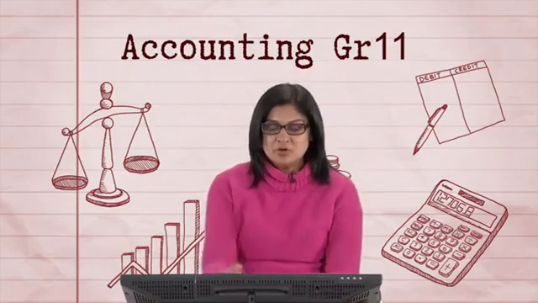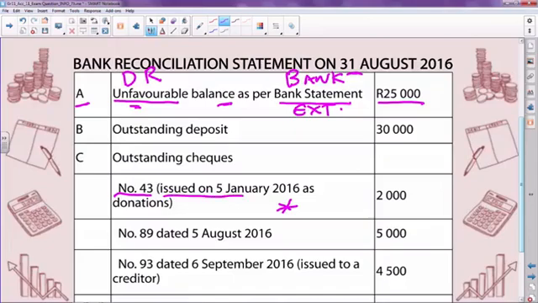Okay, guys, time's up. Let's see whether you were able to work this one out. Now, remember, the check was issued on the 5th of January, and we are currently on the 31st of August. So immediately we can see that this check is obviously stale. In other words, this check is older than 6 months, because if you look, 5th of January, the check should have been cashed by the 5th of July. So clearly, this check is stale.